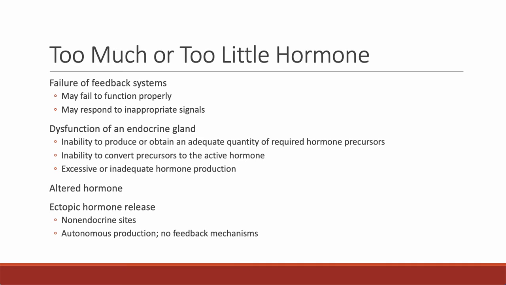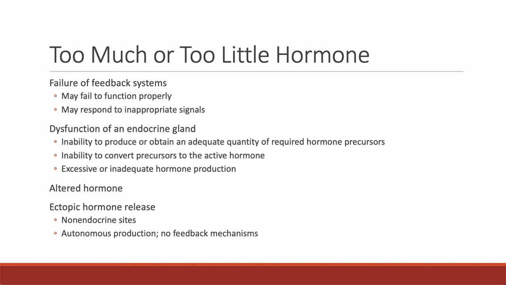So too much or too little hormone happens when there's failure of the feedback system. So remember the positive feedback system, which is where there's a hormone produced that exerts an effect, and a negative feedback system where an excess of a certain hormone produces a downregulation. So that failure of the feedback system is one of the things that can cause too much or too little hormone. Dysfunction of the endocrine gland itself can cause a problem.